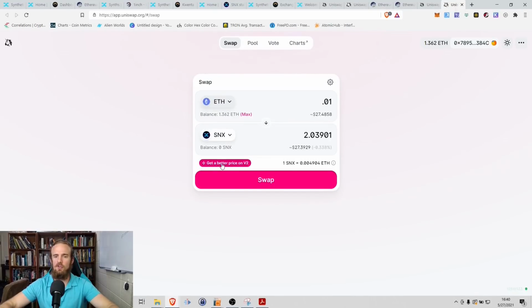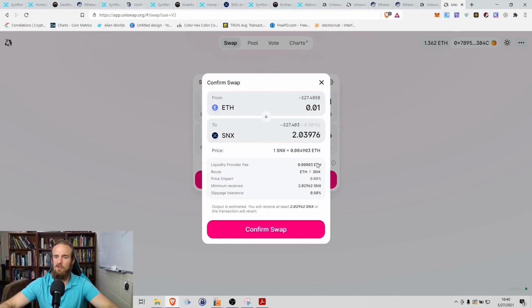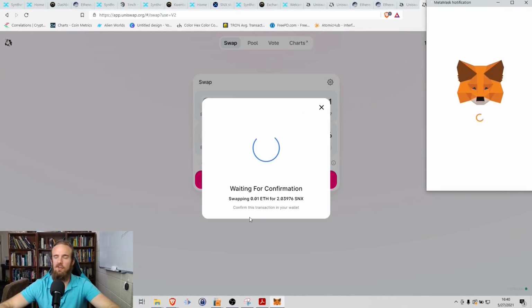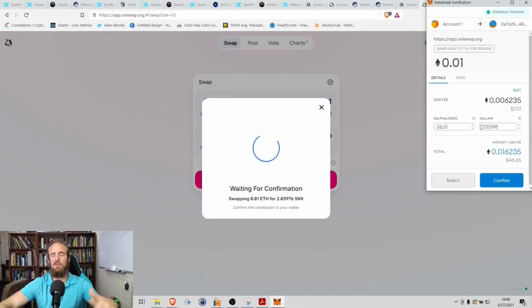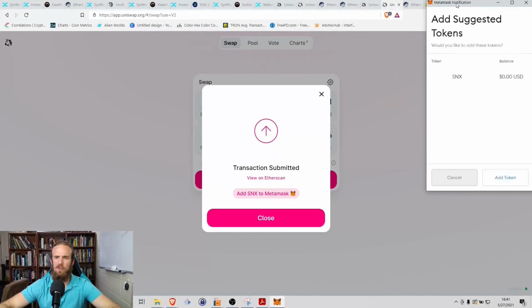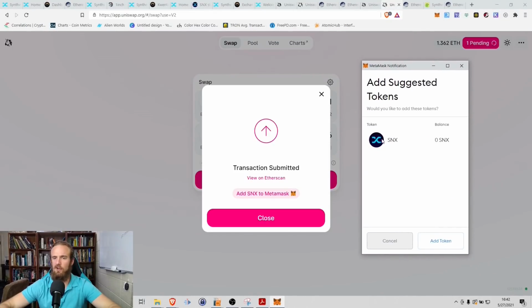So we're going to go to Ethereum and we're going to swap from Ethereum to SNX. It's saying that we can get a better price by trading on Uniswap version 2, so why not? Going to go ahead and click swap just to get a little bit of those SNX tokens. Go ahead and confirm that swap. Again, we will be using that average gas fee in our MetaMask wallet. And one thing, sometimes when you're working with a new token, if you don't have it, it gives you an easy way of adding this to MetaMask.